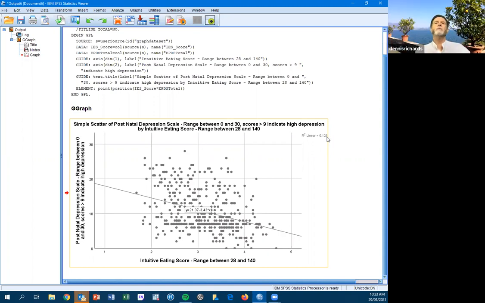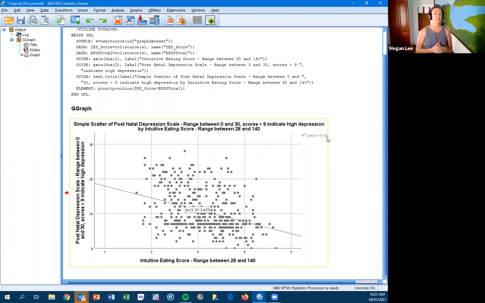Okay, thank you. So the actual honours project that I did, body image satisfaction was the dependent variable, and depression was just a covariate. So intuitive eating and body image satisfaction were the main variables. Cool. All right, let's do this regression.